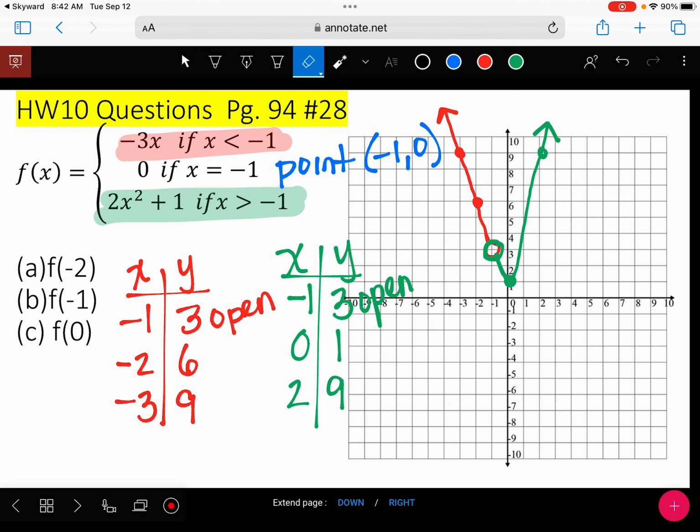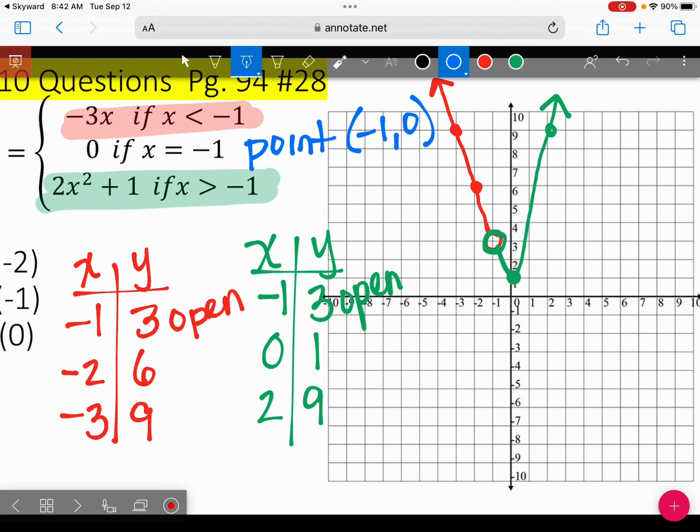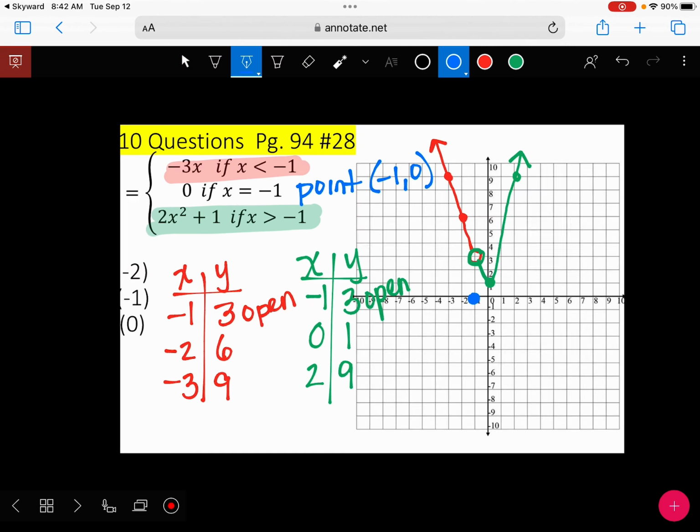And then the last thing is we have to plot that point at negative one, zero. And that's just a point. And that's what that looks like.